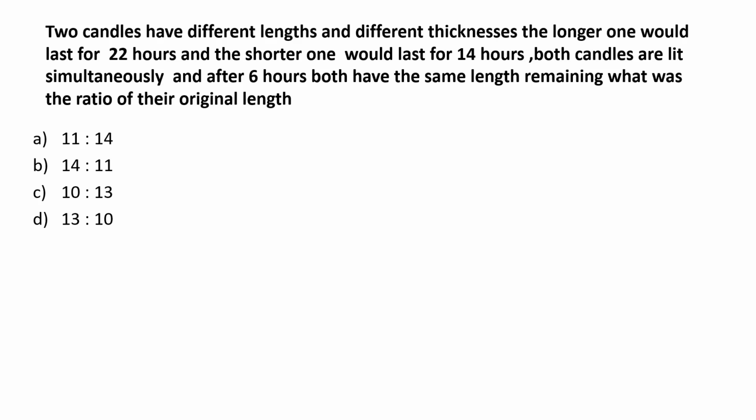Those are different candles. So let us assume the height of the first candle as x and the height of the second candle as y. Okay. Then the consumption rate of the first candle would be x by 22. To do x units of work, the first candle is taking 22 hours. That means the consumption rate or the work efficiency of that candle in 1 hour is x upon 22. In the same way, the consumption rate of the second candle would be y upon 14.